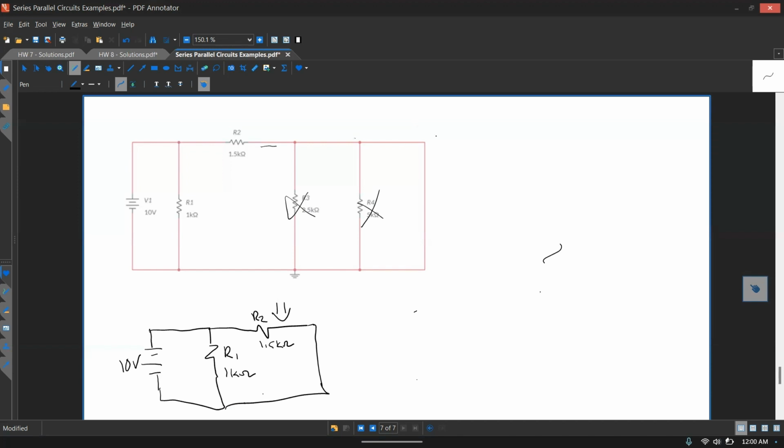And it doesn't matter if the short is behind it. The short could have very well been right here, or right here in the middle. But the key thing to remember is a short shorts out any resistors or any elements that are in parallel with it. So all you really have to do is replace it with a straight line, or a short, just like we did right here. We just took R3 and R4 and replaced them with a straight line.